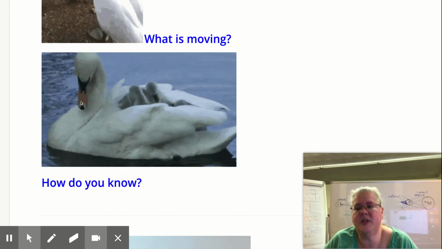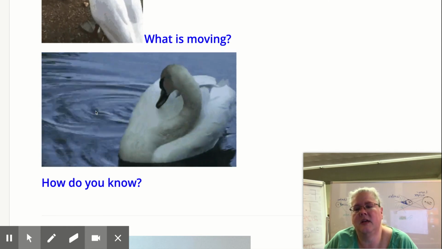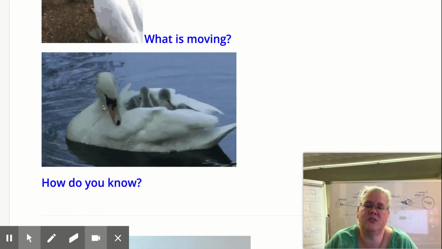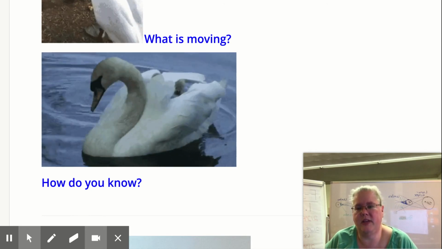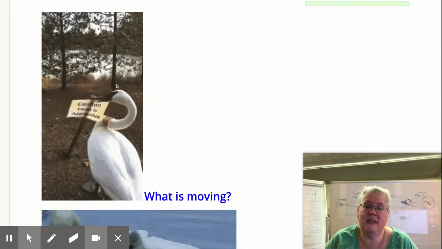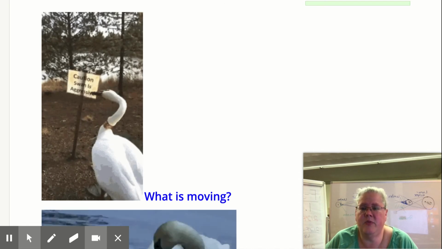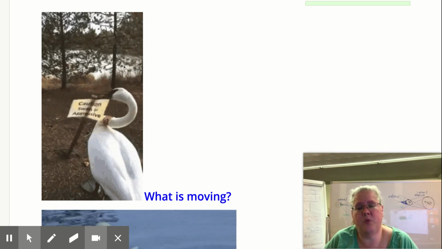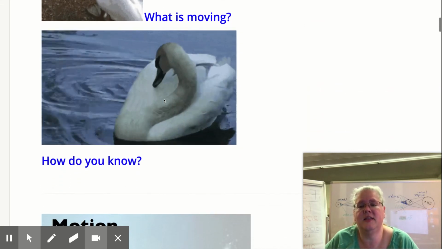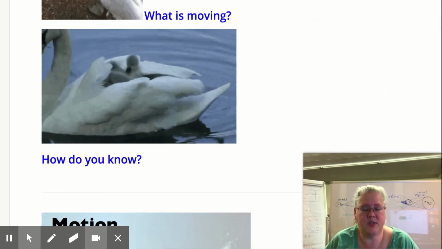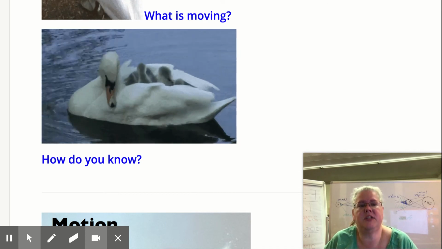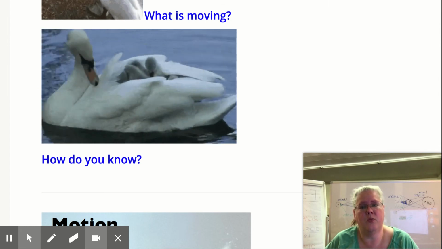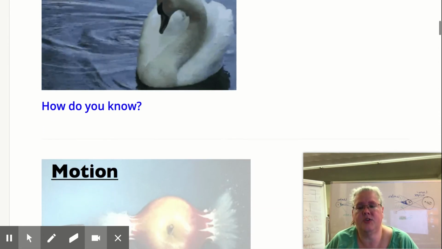But because we don't have a reference point, it's much harder to tell if it's just going in circles or if it's moving one way or the other. Where this one, where I can literally see the swan's head moving in reference to these two trees, I can tell because I have a reference point that that swan is moving. This one's a little harder to see. So how do we know something's in motion? We have to compare it to a reference point to see if its distance is changing from one point to another.